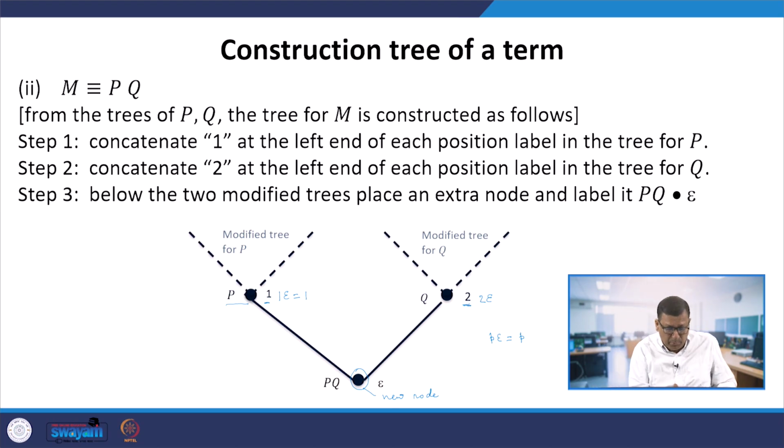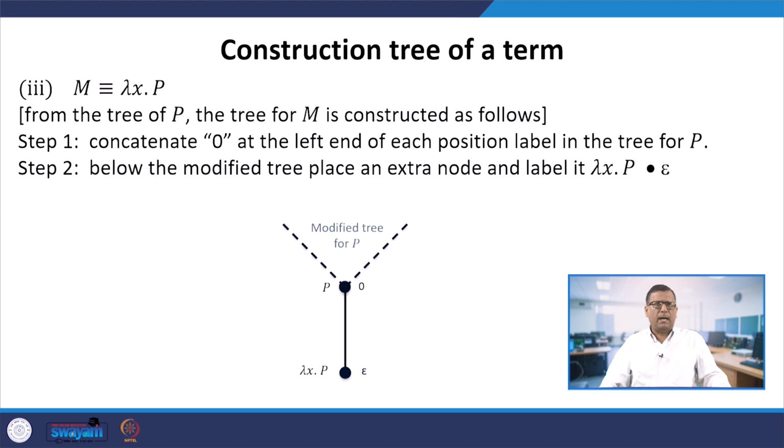Now instead of this simple one-node tree, it could be a nontrivial tree, with many nodes. So for all the position labels that are there at the nodes, we will concatenate 1 at the left end of each position label. So if there was a node here with two positions, on the left we are going to add 1 here. Similarly here, we will add 2. This is the idea of constructing the tree for PQ.